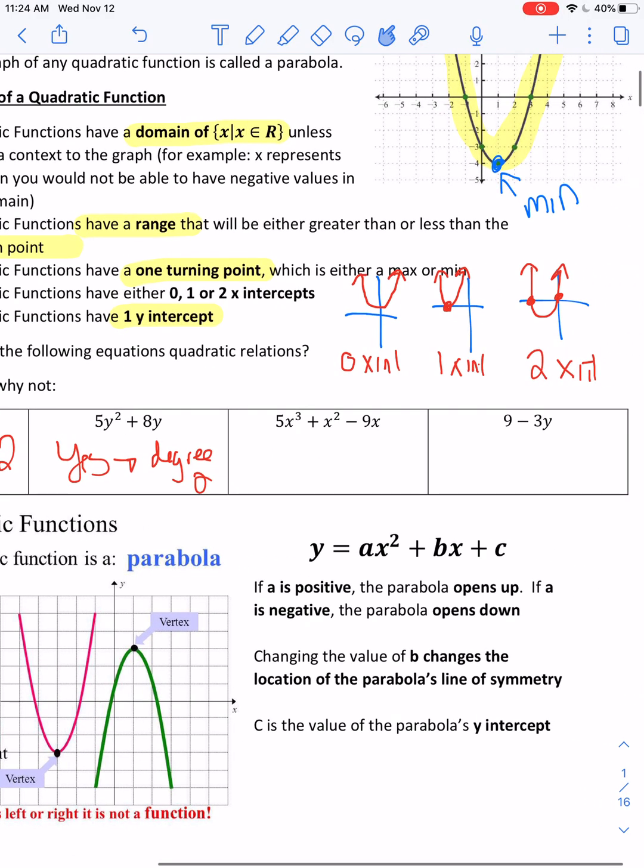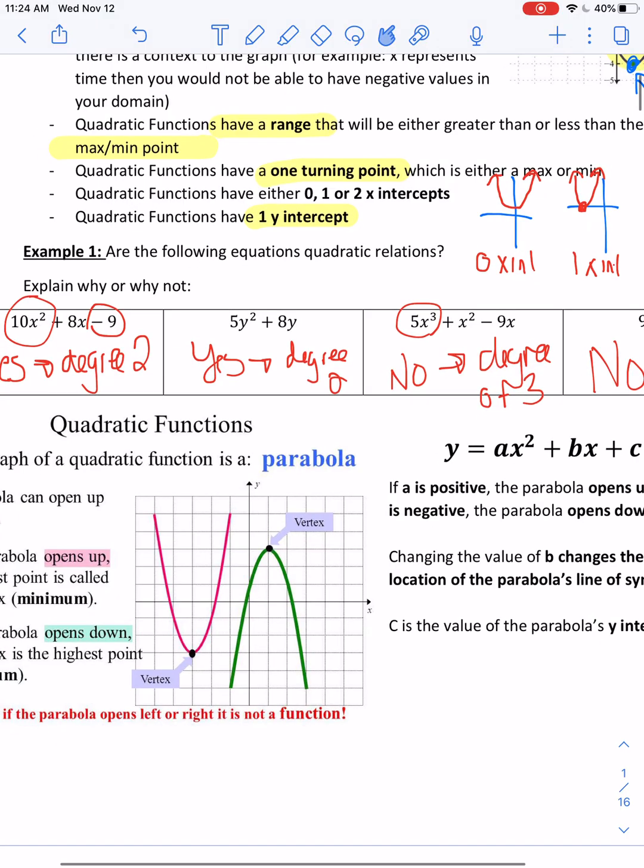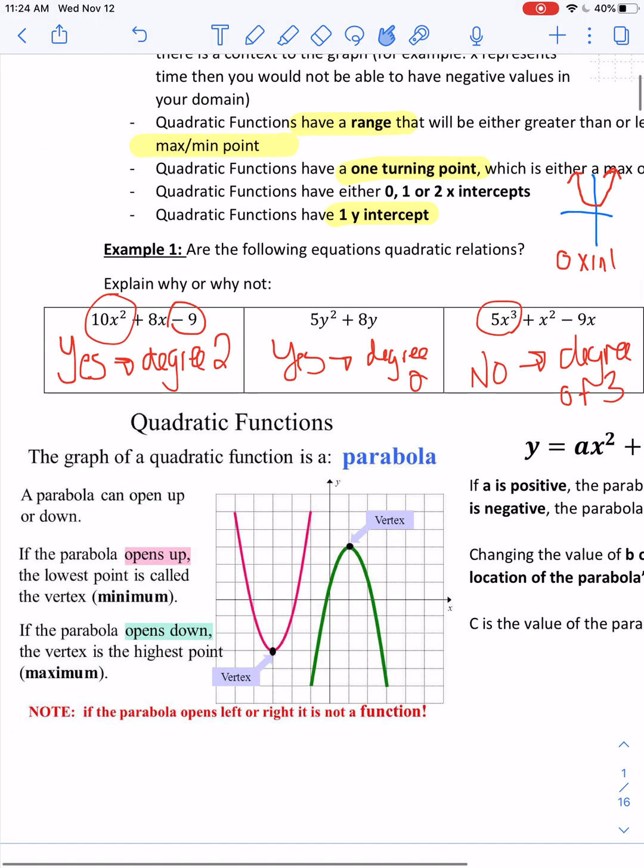Okay, and then over here, no, because if you look, we actually have a degree of 3, so it's not a quadratic function. And then the final one, no, because here we actually have a degree of 1. So when we don't have an exponent, a degree of 1, we did that in 10C. That's a linear function. Okay, so that's a lot of terminology that we threw at you there, but don't worry, we're going to go through it a little more.